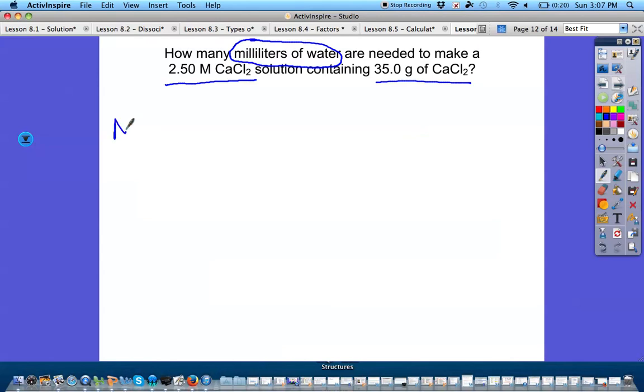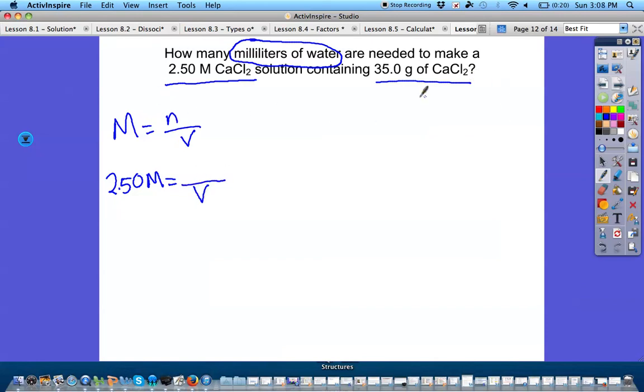So again, let's plug in what we know at this point. We know the molarity, which is 2.50 molar. We don't know the number of moles, and we don't know the volume. Milliliters is another unit of measurement for volume, so that's what we want to find. We want to find V.